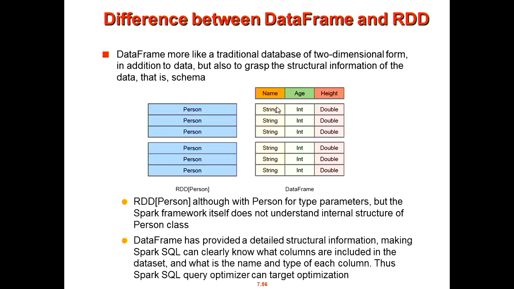But if you use a data frame, Spark is able to know the detailed structure information. It's kind of a schema. Spark knows that there's name, age, and height in this person object: string, int, and double. So that's a major difference between RDD and data frame. Because it provides more detailed structure information, Spark SQL can clearly know what columns are included in the dataset, and also the name and data type. As a result, Spark SQL can have much more targeted optimizations to improve the efficiency.